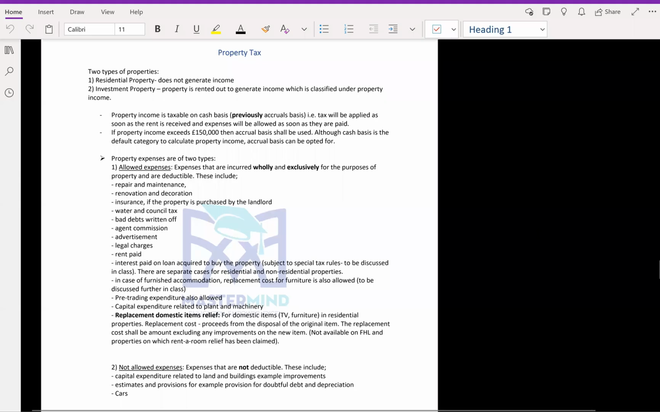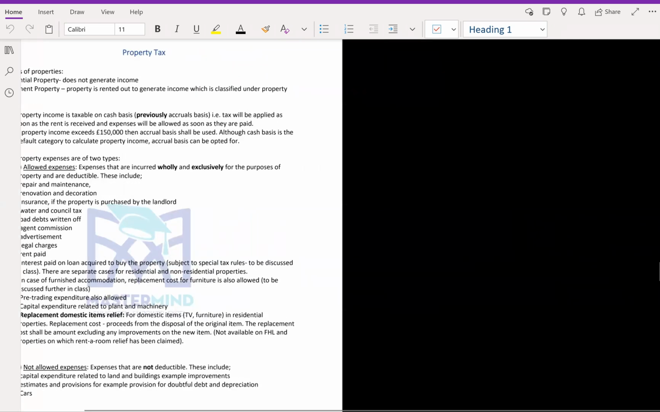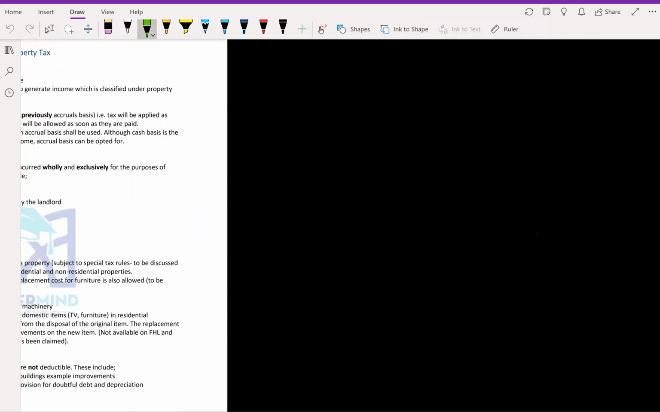Property tax, new topic that we have to study, right? We know that there are mainly two types of properties. One is your residential property, the one in which people reside. And the second one is your commercial property, also known as investment property.